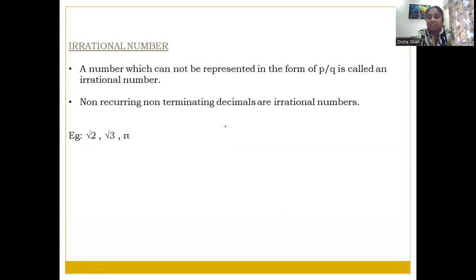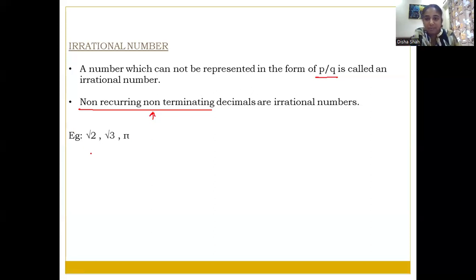So what is an irrational number? Exactly opposite, the numbers which you cannot write in the form of p by q. मतलब आप उसे fraction में नहीं लिख सकते हो. Those numbers are called as irrational numbers. अच्छा, एक particular type के decimal होते हैं, that is non-recurring, non-terminating. These decimals form the part of irrational numbers. ये क्या होते हैं? ये once again we will see it later on.